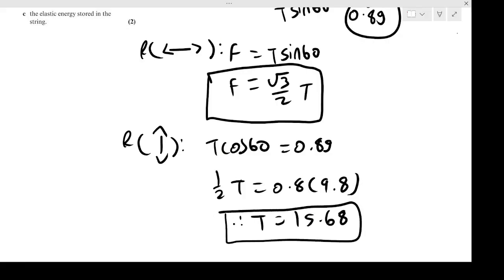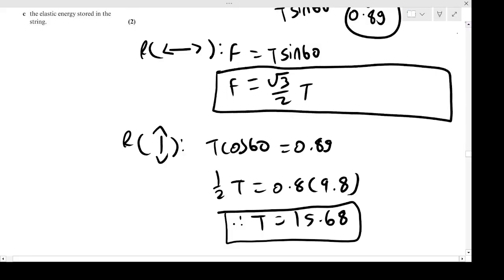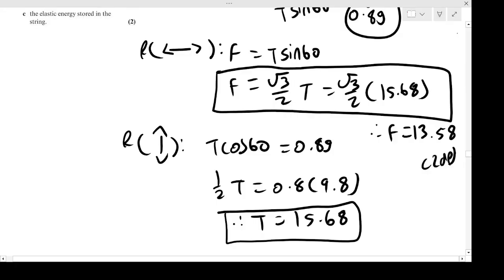That's my tension force. So therefore my force F, that's going to be root 3 over 2 times 15.68. And so that will be 13.58. And there we are. That is F there.